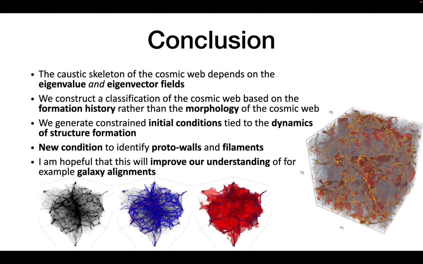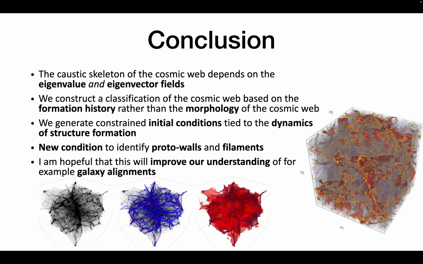So with this I would like to conclude. So I hope that I have convinced you that we can classify the cosmic web using caustics, and that this will require both the eigenvalue fields and the eigenvector fields in order to really understand. So the eigenvalue fields give you the fold, the eigenvector fields give you the higher order caustics. This classifies the geometry of the cosmic web based on formation history rather than morphology. We can identify conditions which correspond to protowalls and protofilaments, and we can now run N-body simulations with a nonlinear extension of constrained Gaussian random field theory.